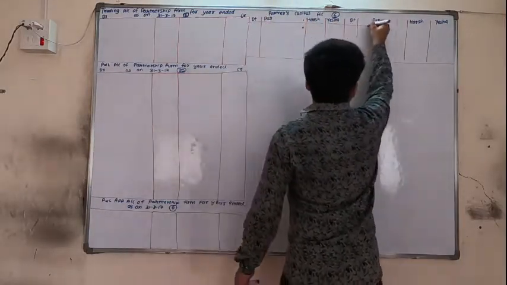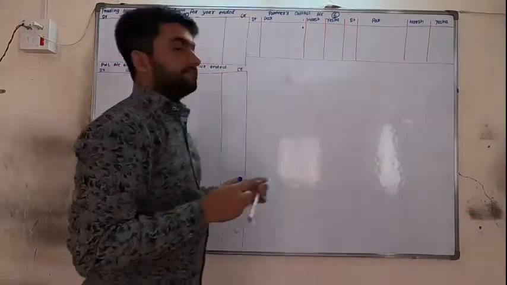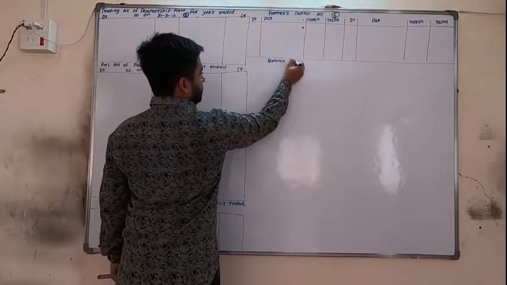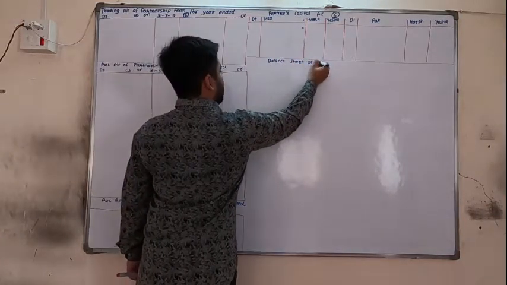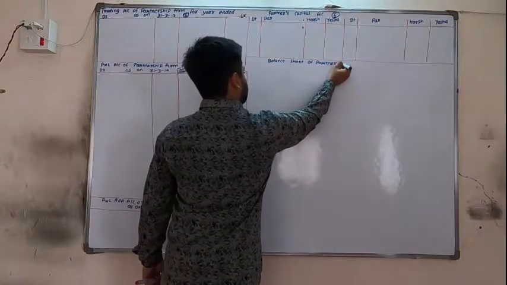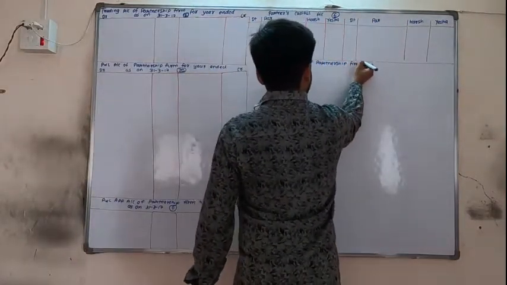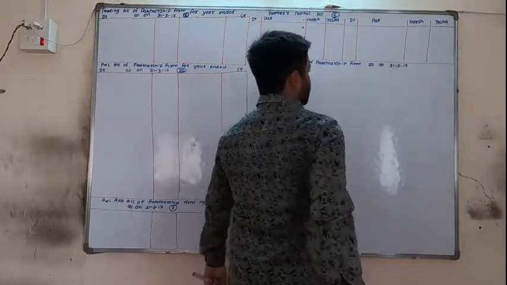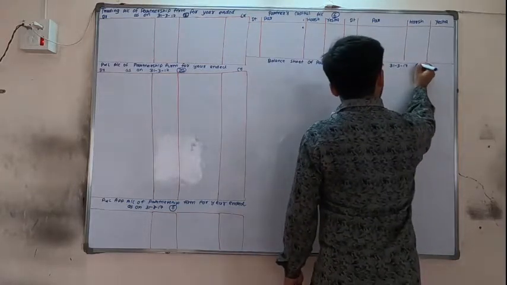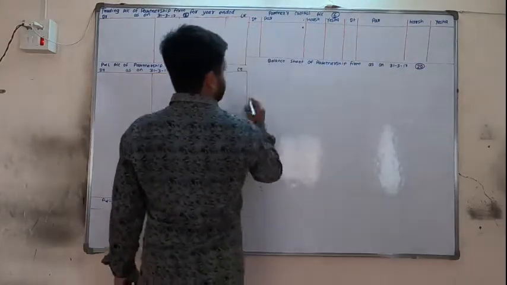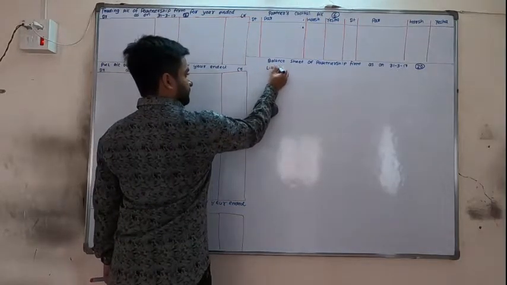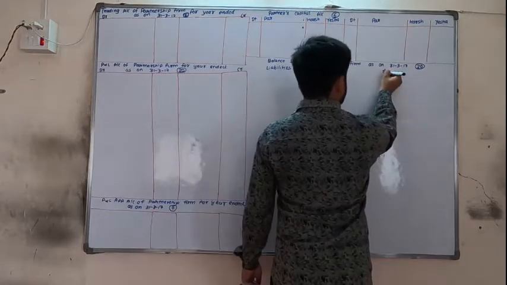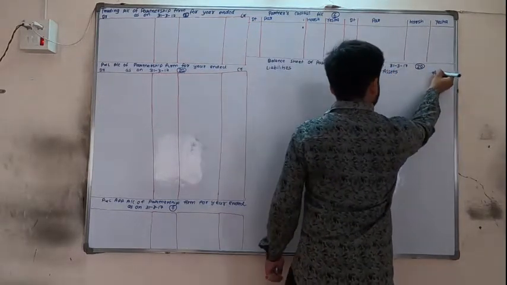Now at the last we have the balance sheet. Balance sheet of partnership firm as on 31/3/17. Draw it for 20 lines. Liabilities, amount, assets.